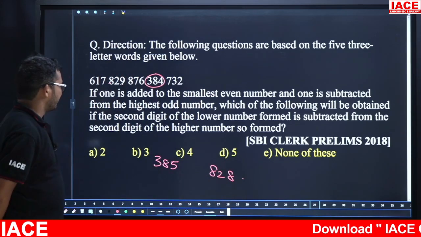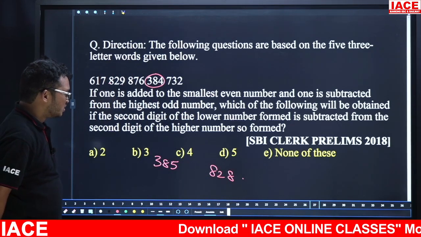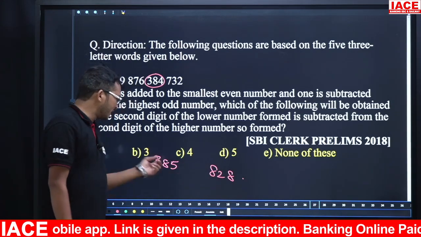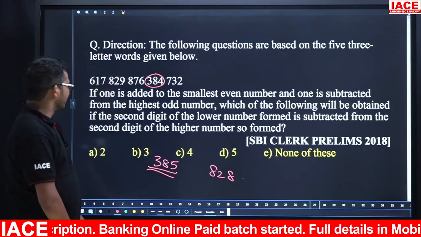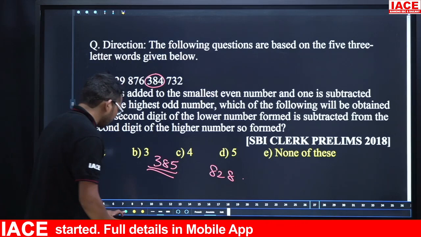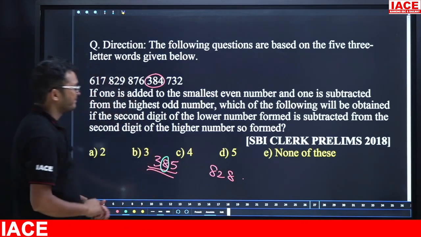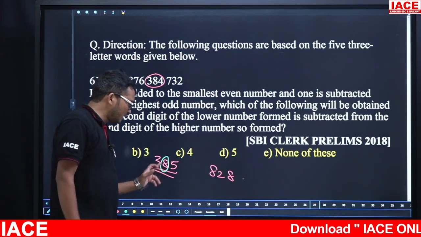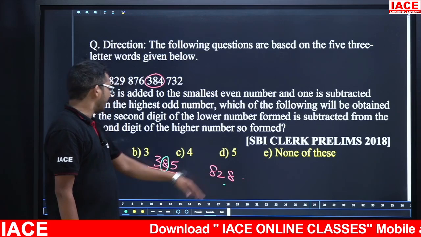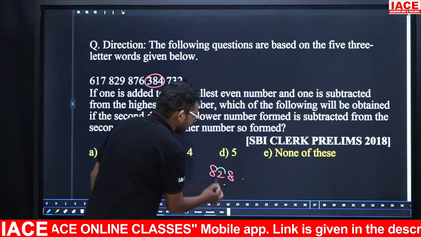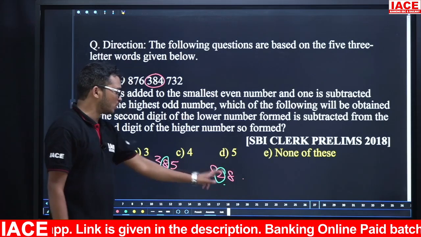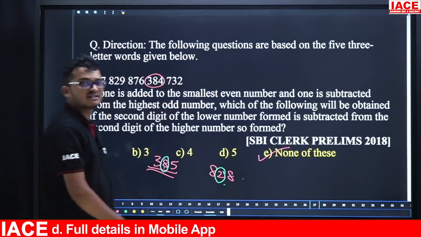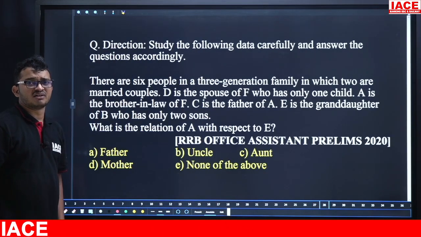Next question is, if the second digit of the lower number formed. So what are the numbers formed here? 385 and 828. So the lower number is 385. The second digit of the lower number is 8. Next, it is subtracted from the second digit of the higher number. So in these two, this is the lower number and this is the higher number. The second digit of the higher number is 2. So the difference between 8 and 2: 8 minus 2 is 6. So the answer is not there, and the answer is none of these. Option E is the answer. Take the next question. Your time starts now.